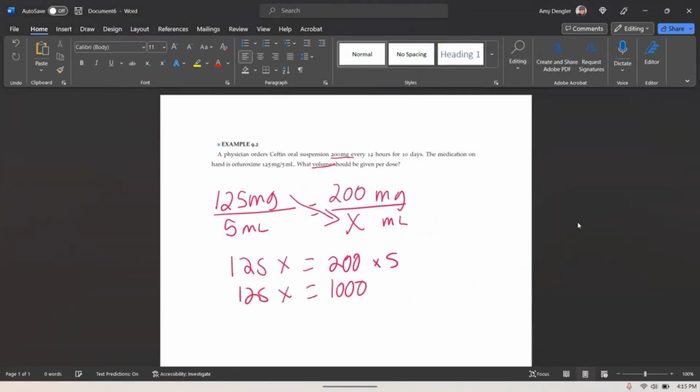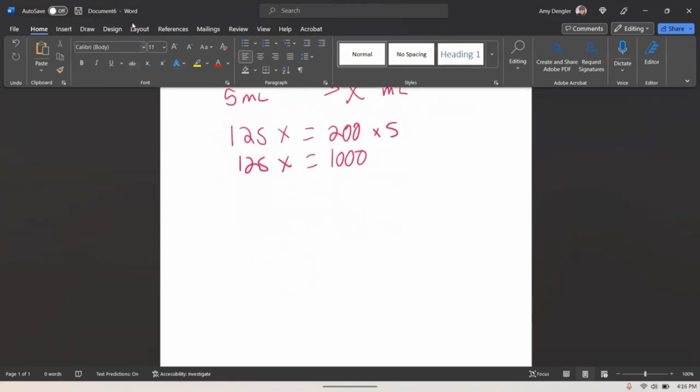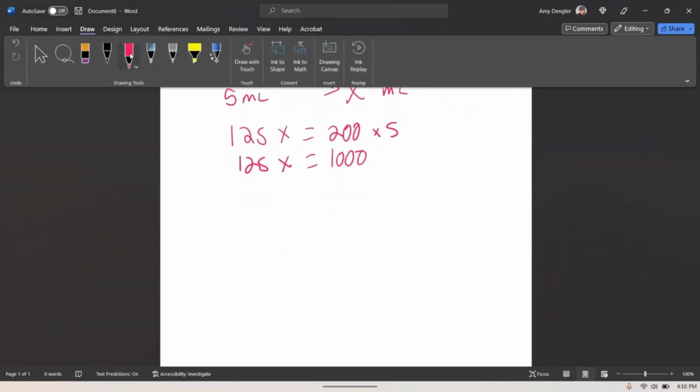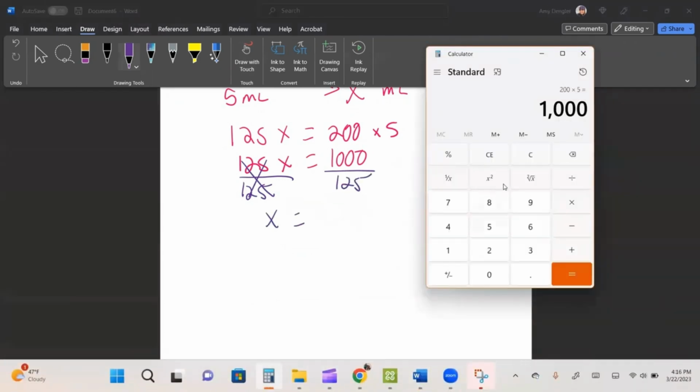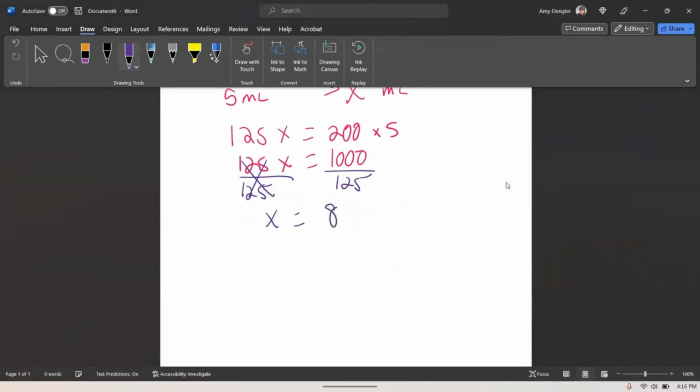And we have 125X is equal to 1,000. Now we want to get X alone. So to do that, we need to divide each side by 125. So here we get 100, get rid of that 125 and we just have X. And then we need to divide 1,000 by 125 as well. And that is going to give us 8 ml. So they need 8 ml per dose.